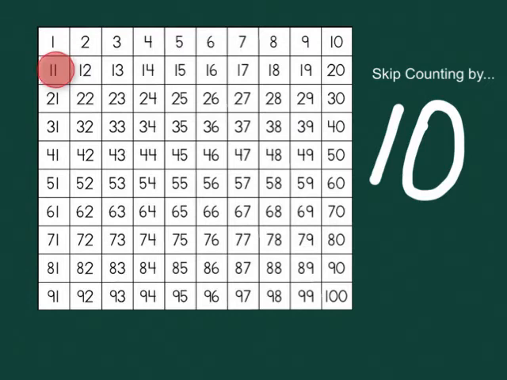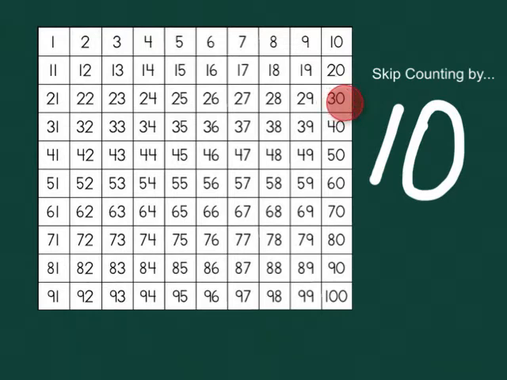And I'm going to skip 1, 2, 3, 4, 5, 6, 7, 8, 9. I'm going to land on the next 10th number. 1, 2, 3, 4, 5, 6, 7, 8, 9, 10th. So you can start to see a little bit of a pattern going here. I'm counting only every 10th number.